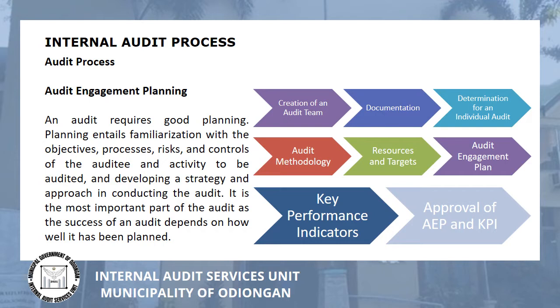The first is the creation of the audit team, documentation, determination for an individual audit, audit methodology, resources and targets, the audit engagement plan, having key performance indicators, and then the approval of the audit engagement plan and KPIs by the EAS head and the local chief executive. We will discuss them one by one.